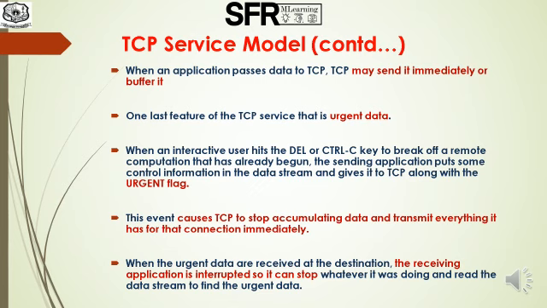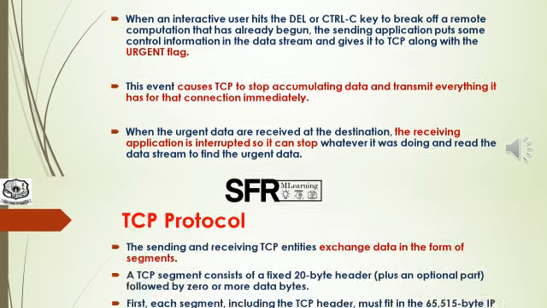This even causes TCP to stop accumulating data and transmit everything it has for that connection immediately without any time delay. Also, on the receiver side, when the urgent data is received, the receiving application is interrupted so that it can stop whatever it was doing and read the data stream to find the urgent data. So this type of provision is also available in the TCP service model.